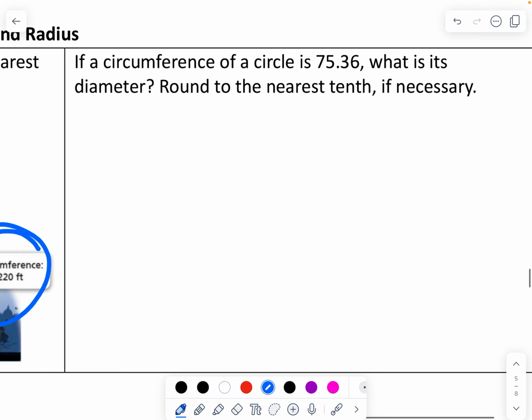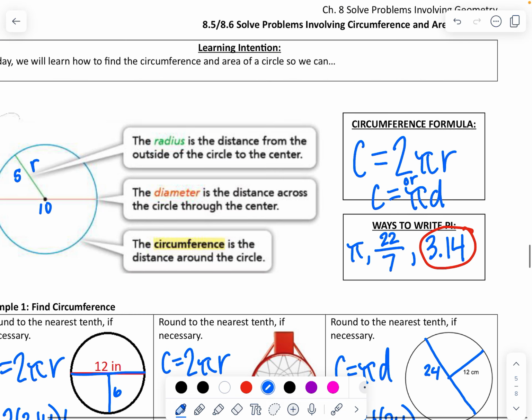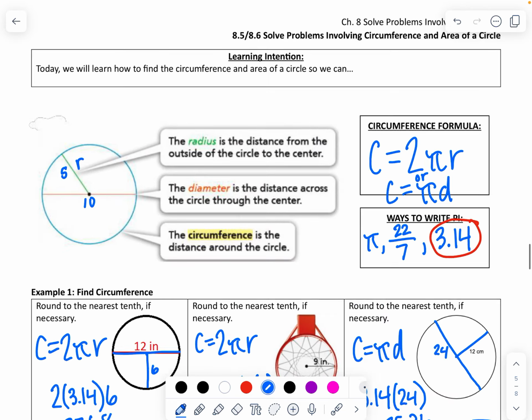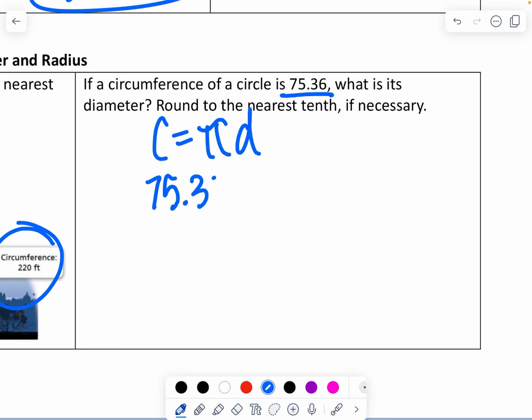Next, if the circumference of a circle is 75 and 36 hundredths, what is its diameter? Round to the nearest tenth if necessary. Now it's asking for diameter, so I'm going to use our other formula, C equals pi times D. The circumference is 75.36, so 75.36 equals 3.14, because that's what pi is, times D.